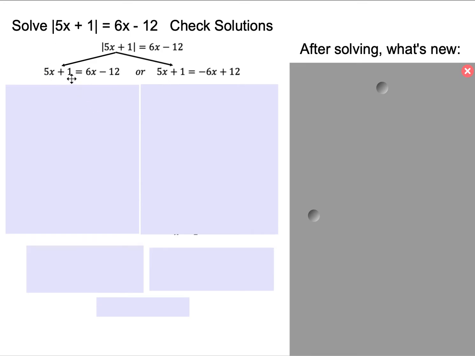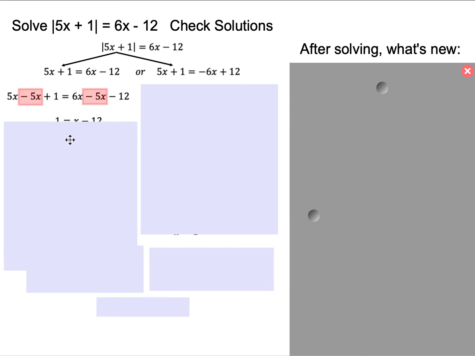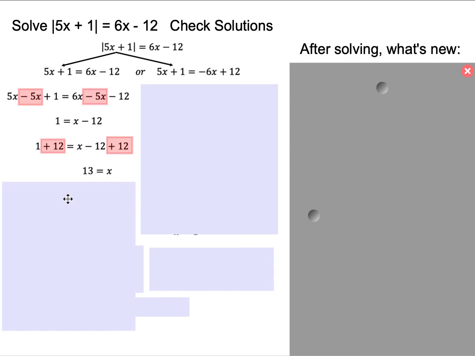Now, solving this one first, we go ahead and subtract 5x from both sides. And when we do that, we get 1 equals x minus 12. We'll go ahead and add the 12 to both sides. We get 13 equals x. And that is the solution we get from this side of the split equation.